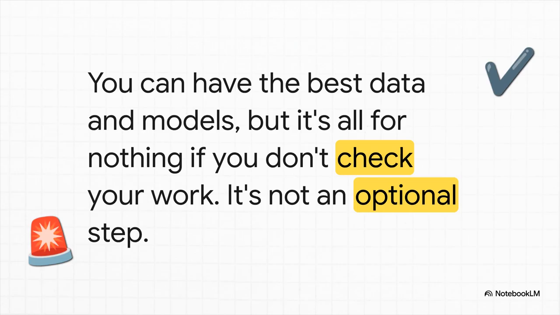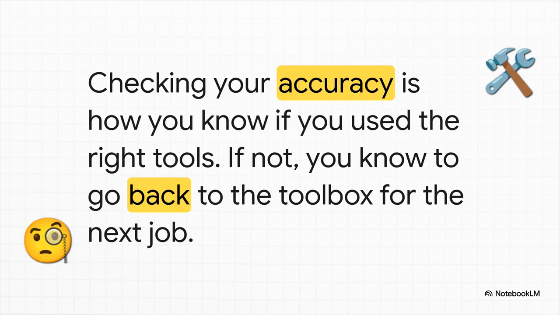Did you predict 100 sales and only get 50? Well, that difference is your forecast error, and we have to measure it. This is not an optional step. It's essential. Think about it this way. Checking your accuracy is how you know if you use the right tools in the first place. If your forecast error is huge, it means your blueprint didn't match the finished product. Maybe a simple average wasn't the right tool for a business with a strong growth trend. Knowing your accuracy helps you go back to the toolbox and choose a better instrument for the next job.